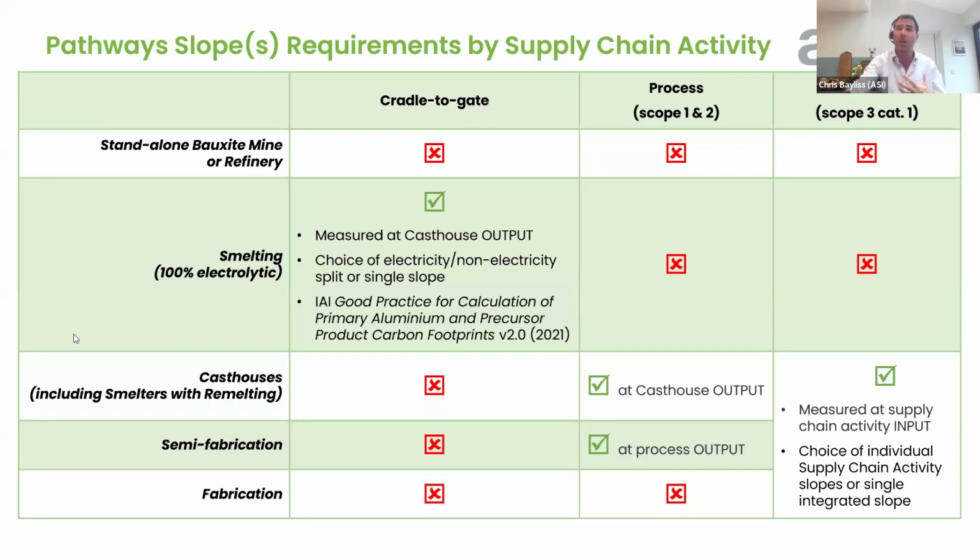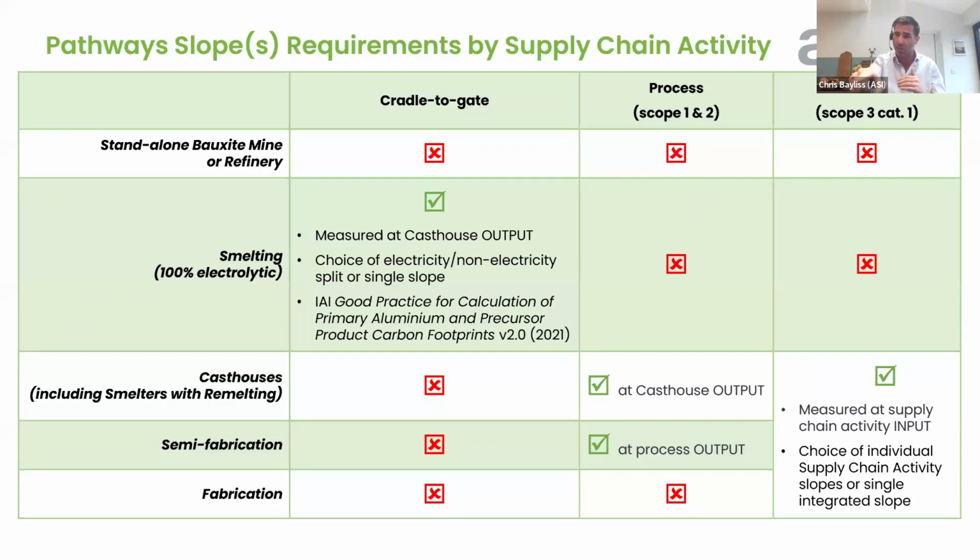So the smelter slope is a singular slope measured at the smelter cast house output, and it's a cradle to gate value. A single slope, cradle to gate, measured at the output of the smelter cast house.